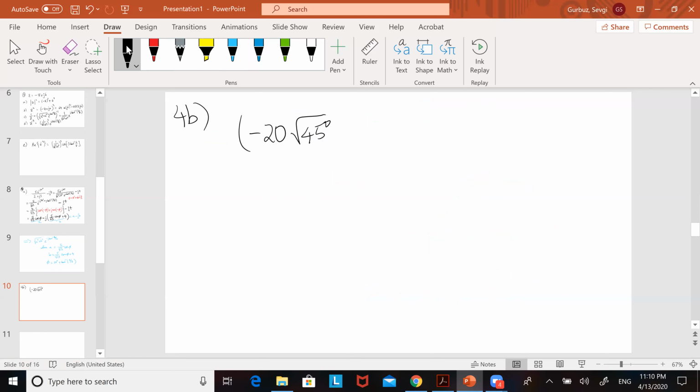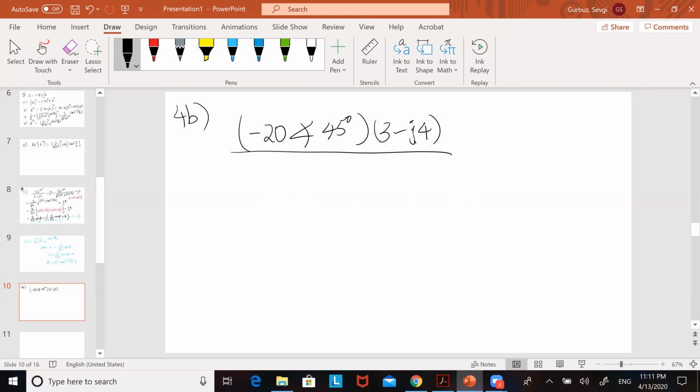Root 45. There should not be a degree sign here. I wrote this wrong. Pardon me. Let me fix this. This should be angle 45 degrees. This is just another one of the shorthands that I talked about in one of the previous videos for the polar format of the number.